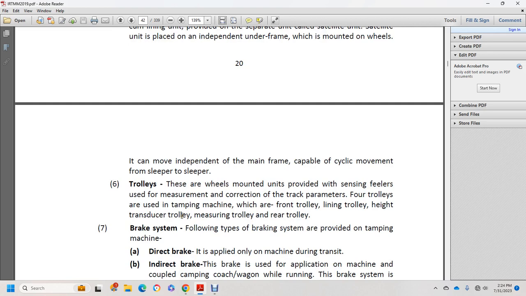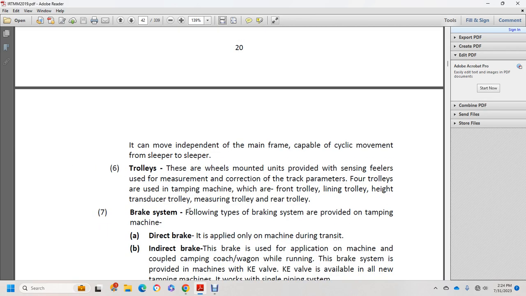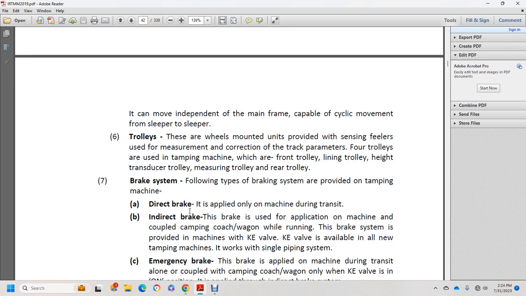7. The brake system: there are different types of brake systems provided with the tamping machine. Direct brake is applied only when the machine is in transit. Indirect brake is applied when the machine is coupled to a coaching wagon while running. The brake system is provided on the machines with the KE valve, which is available in all new tamping machines. It works like a single piping system.